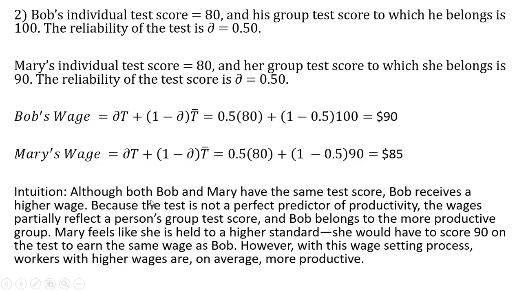So some intuition here. Although both Bob and Mary have the same test score, Bob receives a higher wage. Because the test is not a perfect predictor of productivity in this case, alpha doesn't equal 1, it equals 0.5, the wages partially reflect a person's group test score. And because Bob belongs to the more productive group on average, he will be paid a higher wage. Mary feels like she is held to a higher standard. She would have to score 90 on the test to earn the same wage as Bob, who only scored 80.